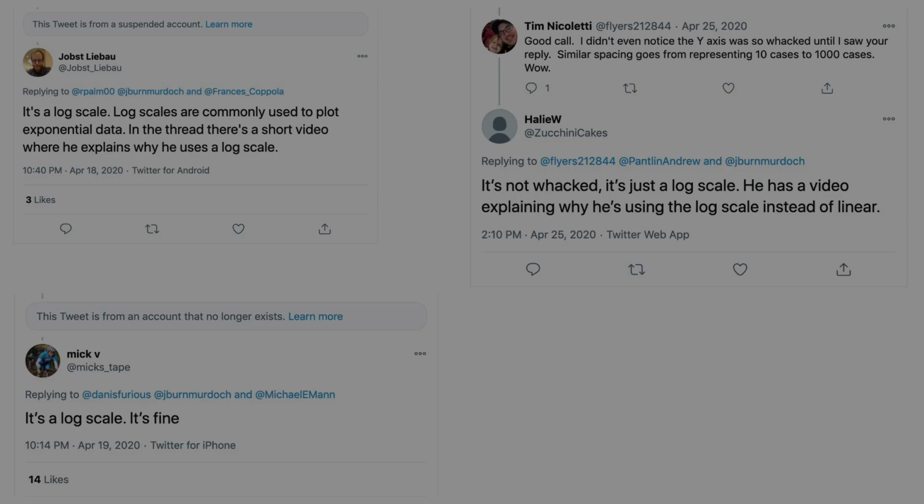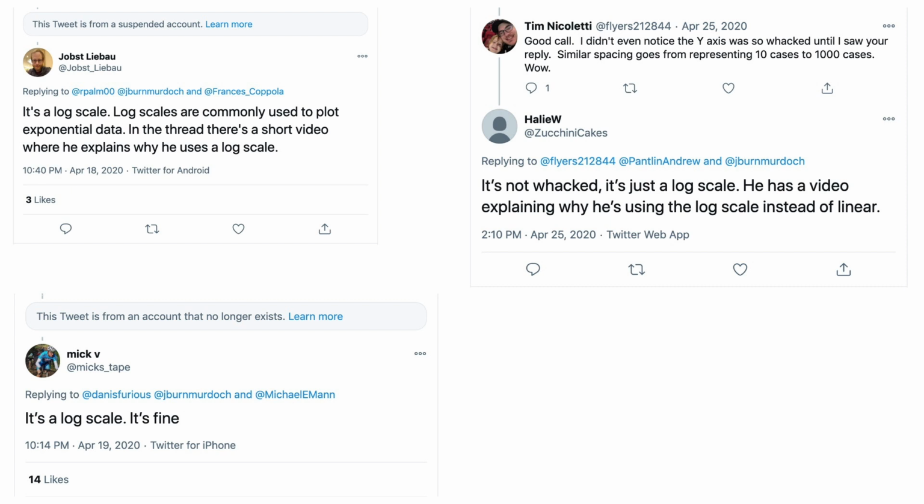And my favourite thing about this is that what you'll see when you explain things clearly and have them in the public domain, whether it's Twitter, Facebook, whatever, is your audience will start helping you explain this stuff to other people. So what we started to see quite soon was these other people jumping into the replies to me, explaining to the people who'd been confused, look, this is a log scale, this is what they do, don't worry about it, and actually pointing people to the video where I'd explained this.